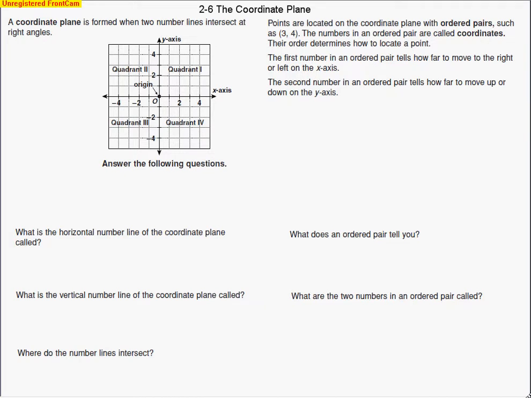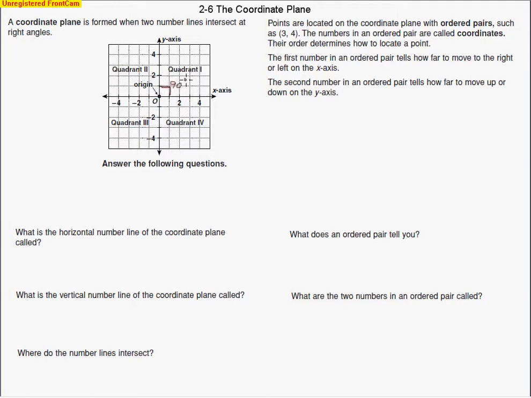Today we will be looking at the coordinate plane in Chapter 2, Section 6. So let's take a look at our first problem here. It talks about the coordinate plane being formed by two axes that form a right angle. A right angle makes 90 degrees. For instance, this right here is a right angle, and so this is 90 degrees.